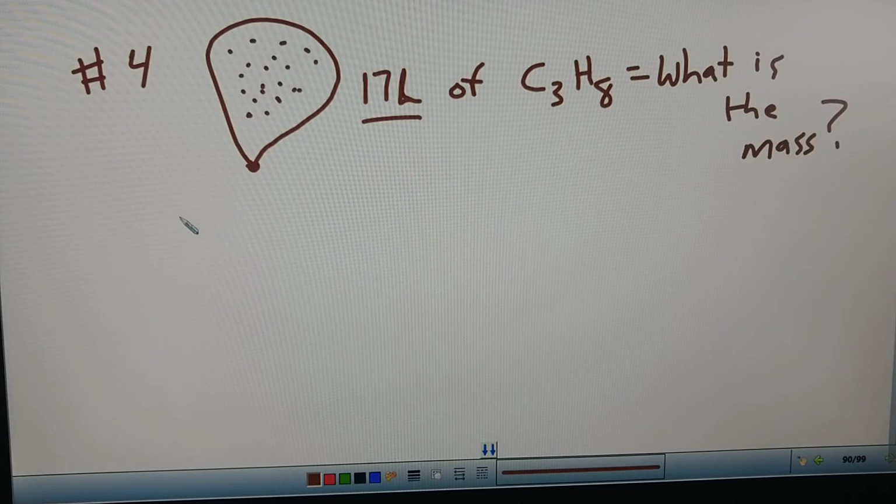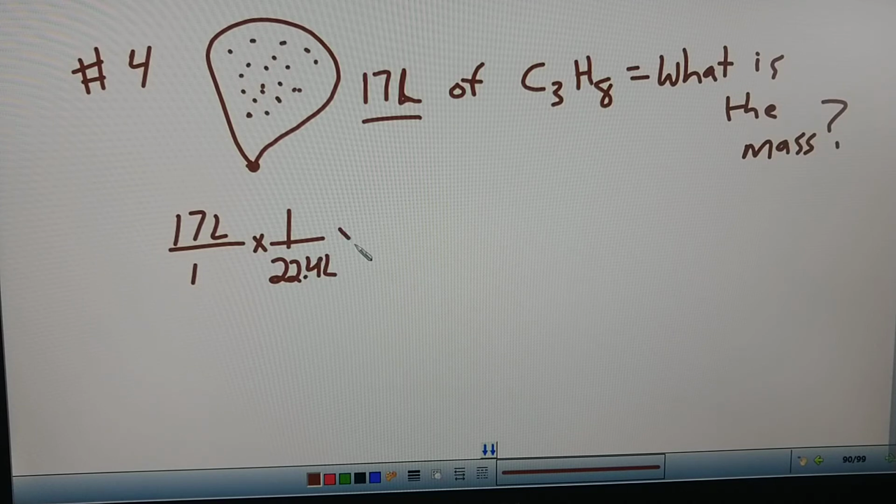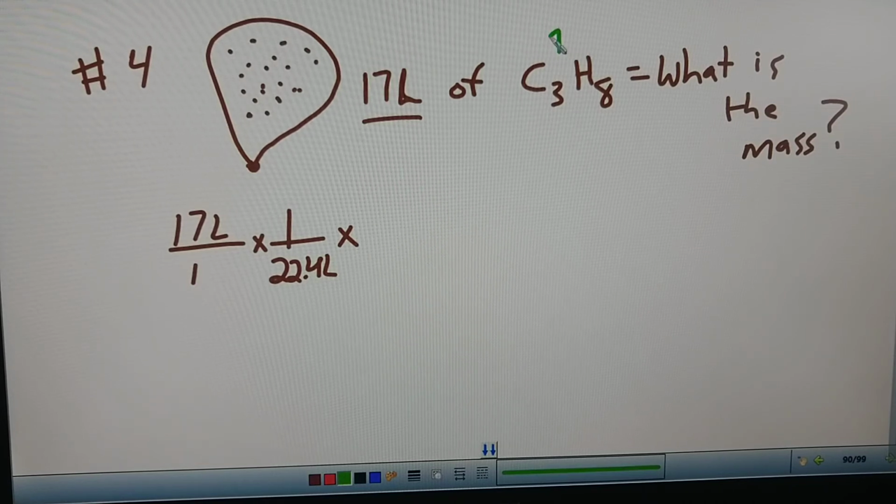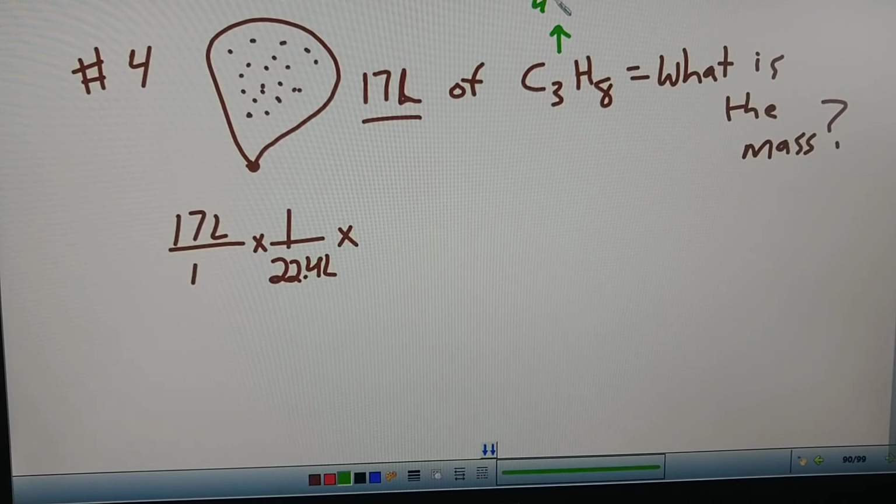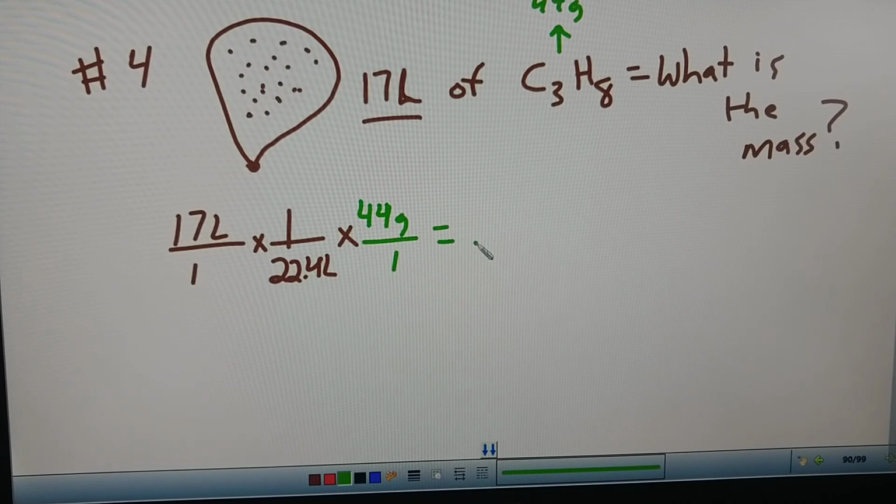All right, here's how we solve it. 17 liters is what you're given, times 1 over the proper number for what you're given, so 22.4 liters, times, now we're looking for the mass. 1 mole of propane weighs 44 grams. So times 44 grams over 1. That'll tell you how many grams of propane are in there.